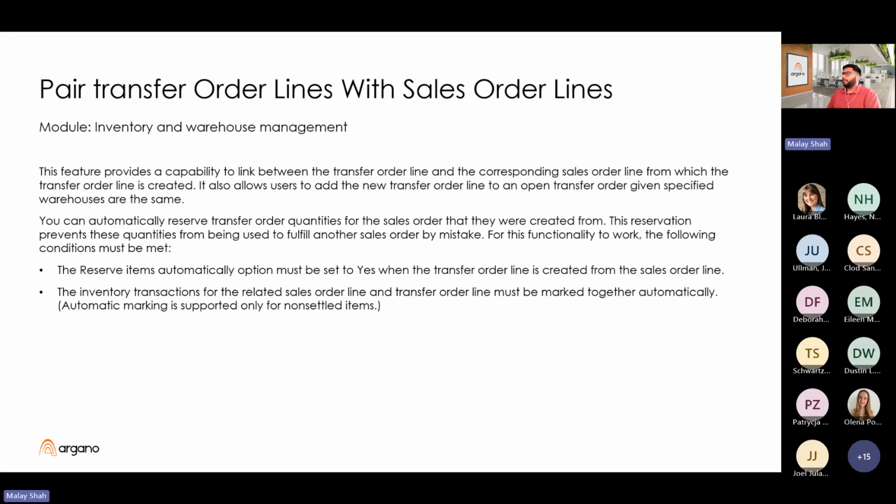For this functionality to work, the following conditions must be met. The reserve items automatically option must be set to yes when the transfer order line is created from the sales order line. The inventory transactions for the related sales order line and the transfer order line must be marked together automatically. Automatic marking is supported for all non-settled items.